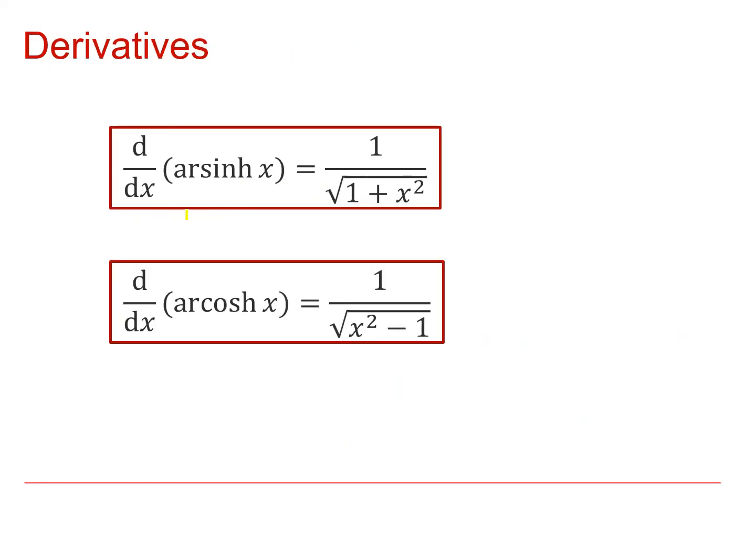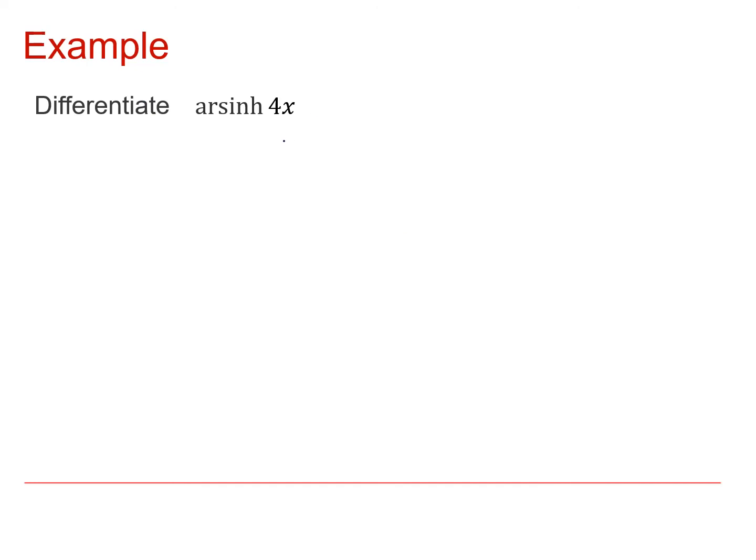So those are our two results that you need to know about. It's useful if you can remember them, but they are in the formula book, so you can quote them straight off. You don't need to derive them every time you use them. You can just quote them. So how would we use this?